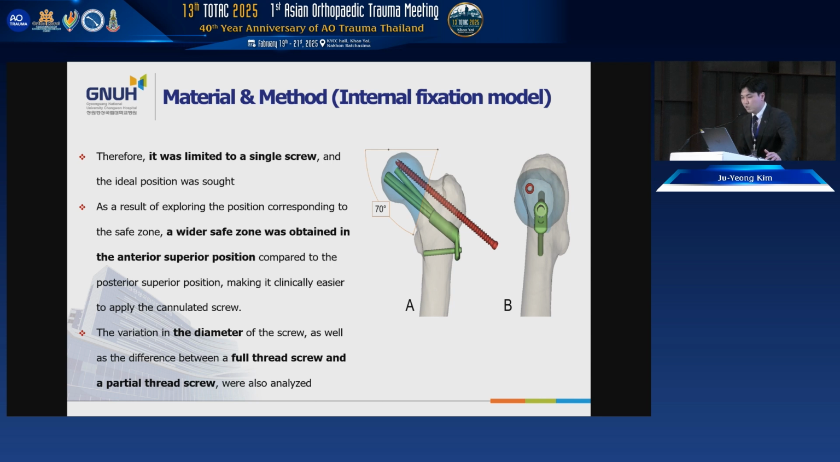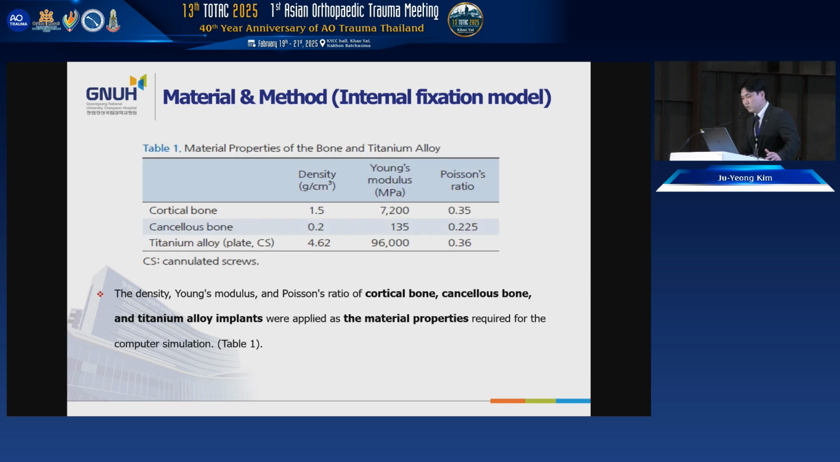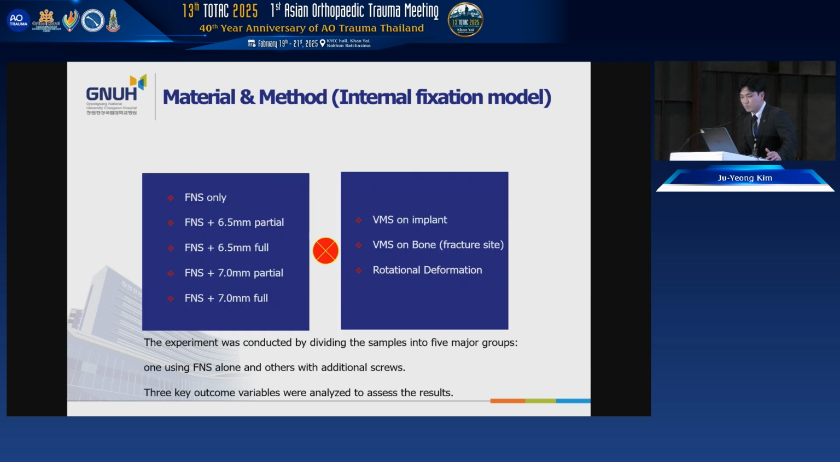The safe zone was found to be wider in the anterior superior region, leading to its application in that area. Additionally, differences in the thread design of the cannulated screw were expected to influence the result, and this factor was analyzed accordingly. The material properties required for the computer simulation were applied as intrinsic values using the density, Young's modulus, and Poisson's ratios specified in the corresponding table. The experiment was conducted by dividing the sample into 5 major groups. 3 key outcome variables were analyzed to assess the result.